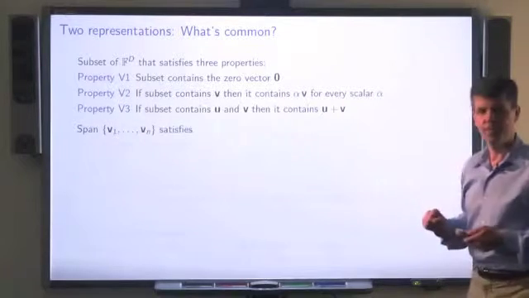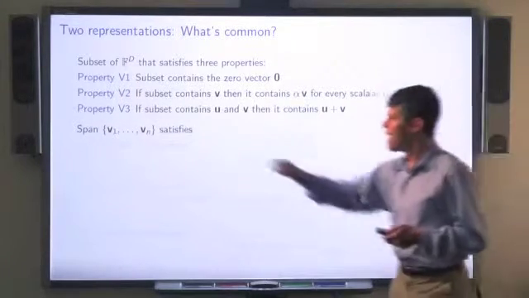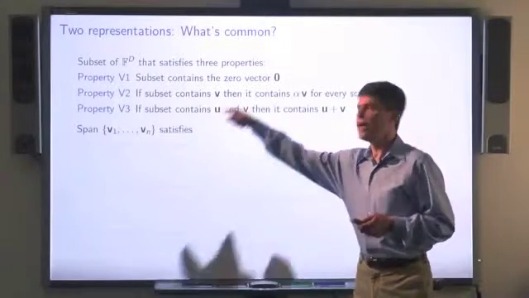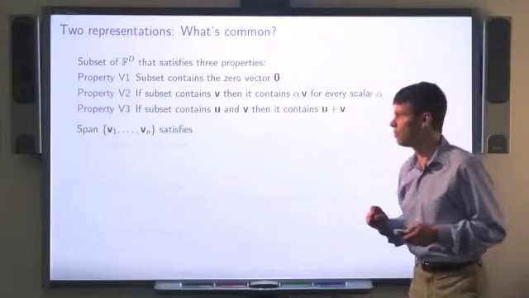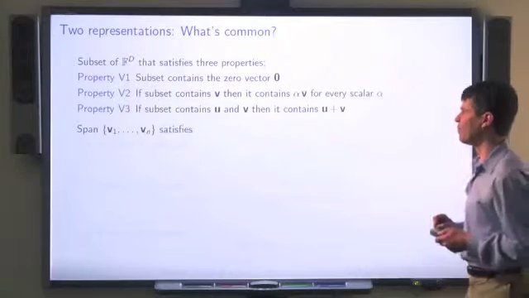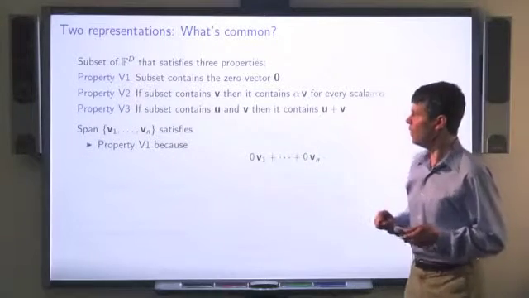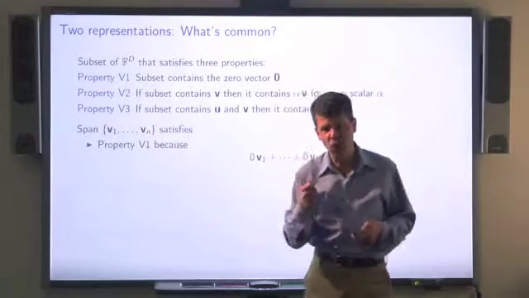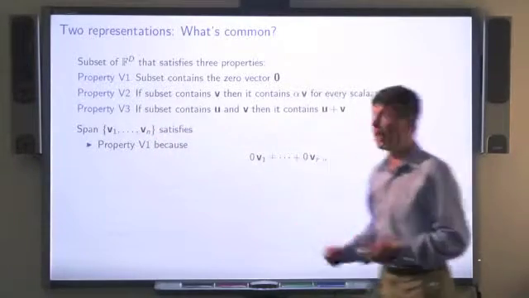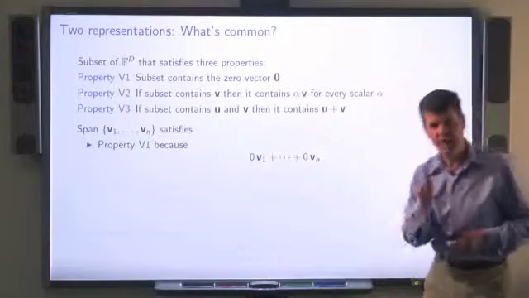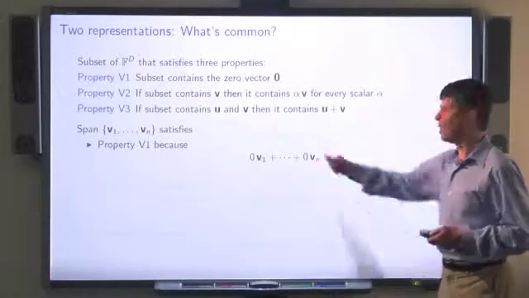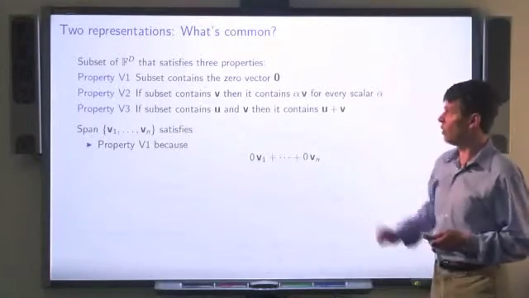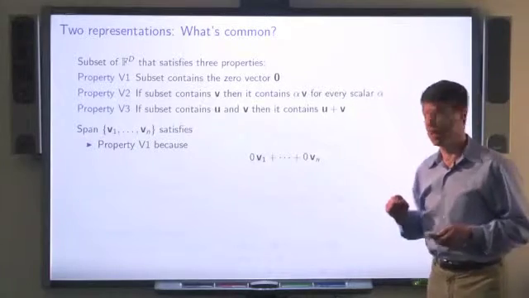So let's see why the span of a collection of vectors satisfies these three properties. The first one is easy. The span of vectors v1 through vn is the set of all linear combinations of those vectors. Here's one linear combination where you take every coefficient to be 0. That obviously gives you the zero vector. So property v1 is satisfied.